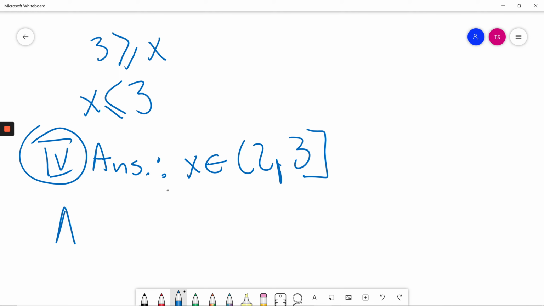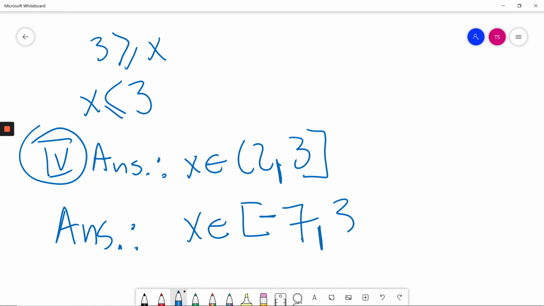So the answer for this problem is x belongs to, when I combine those four answers, from -7 closed to +3 closed.